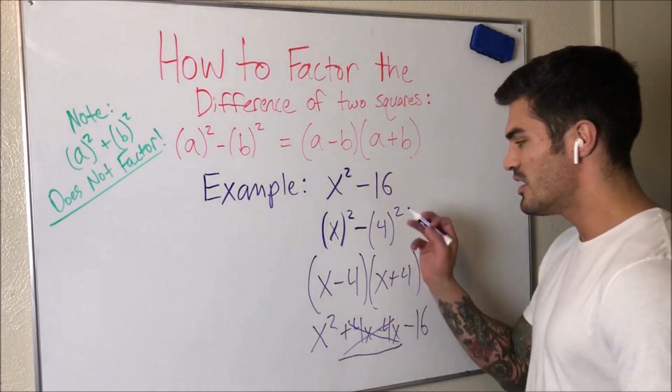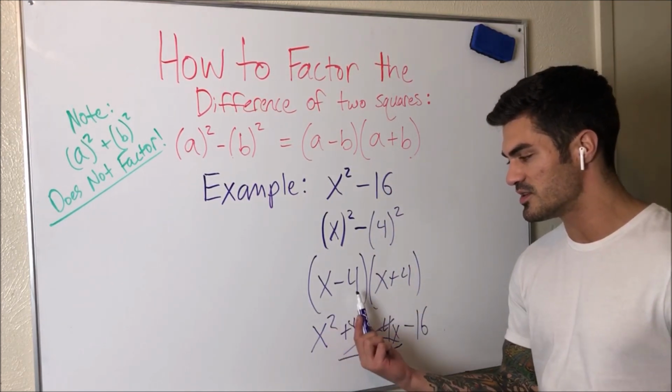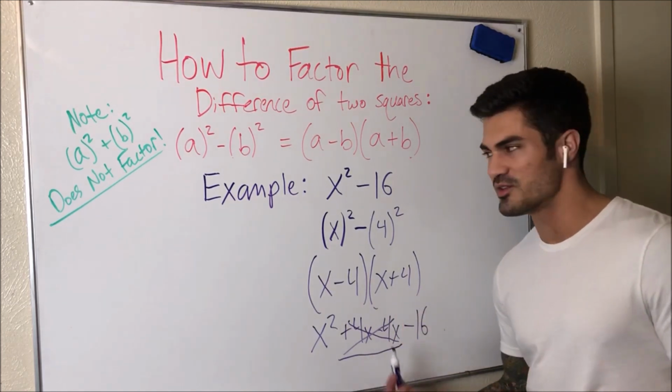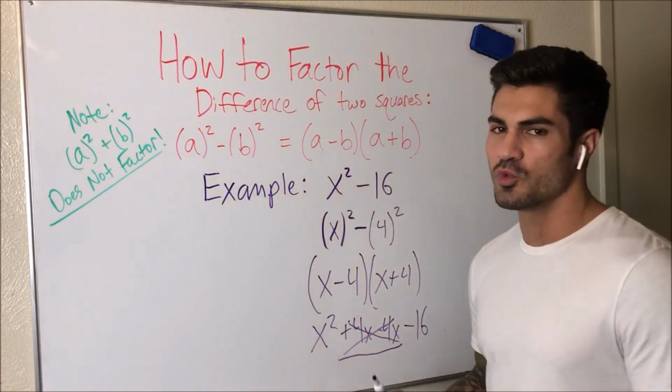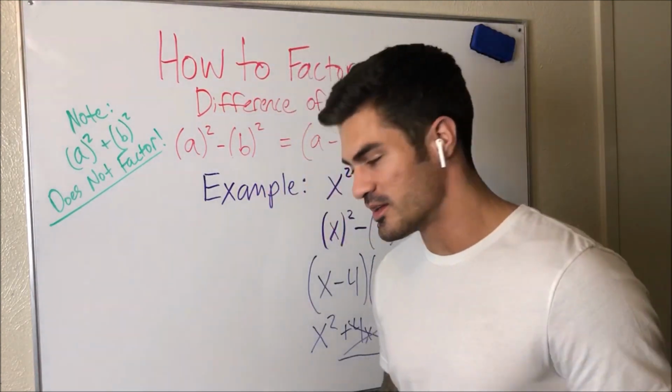And this is why this works, and this works anytime you have something in the form where it's x minus something and x plus that same something. Those middle terms will cancel out, and that's why this formula works. So let's go ahead and see a couple more examples, get a little bit more practice.